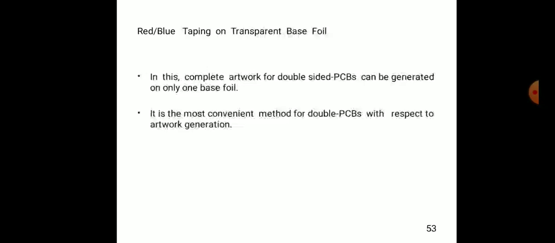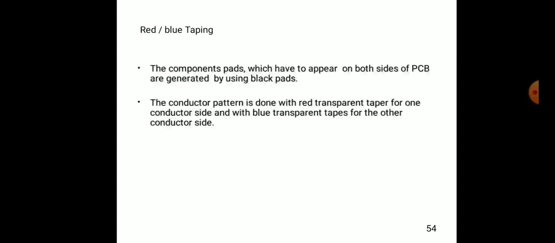In this method, complete artwork of double-sided PCBs can be generated on only one base foil. It is the most convenient method for double PCBs with respect to artwork generation. What we are going to do in the red blue taping is the component pads which have to appear on both sides of the PCBs are generated by using the black pads.